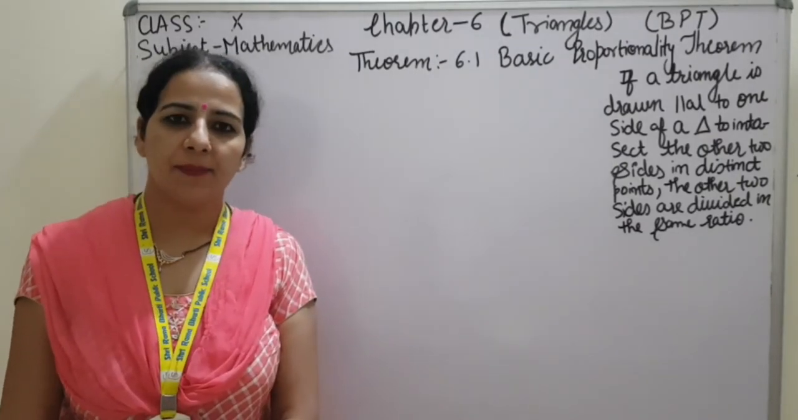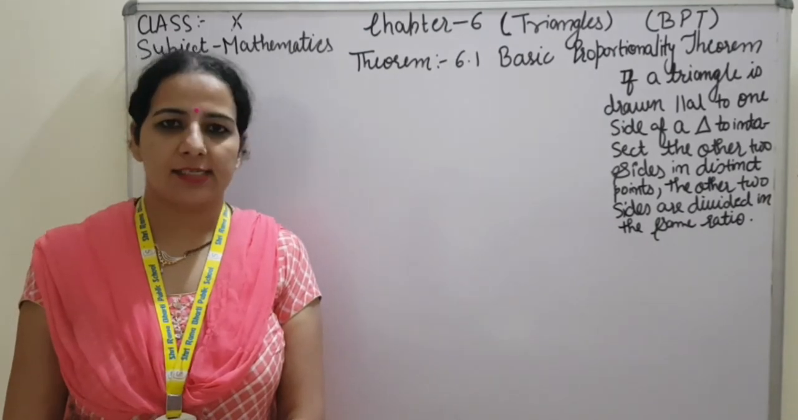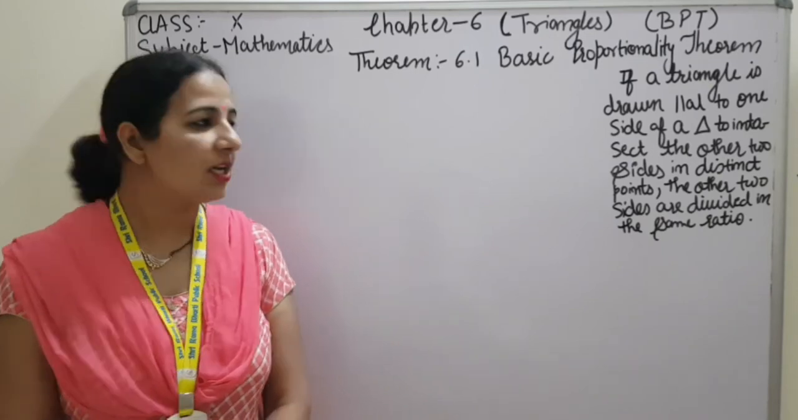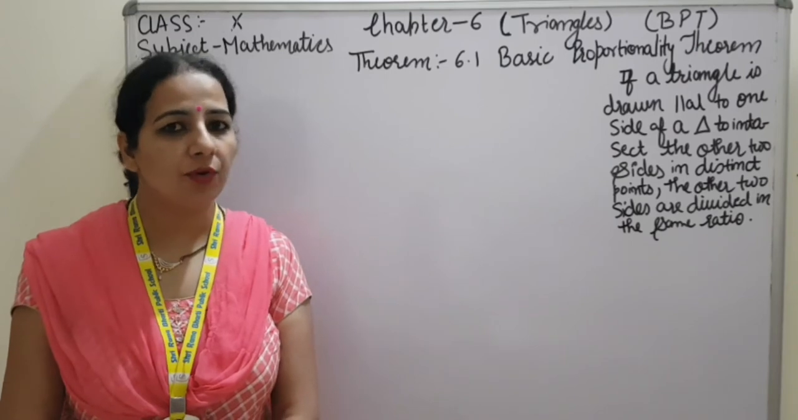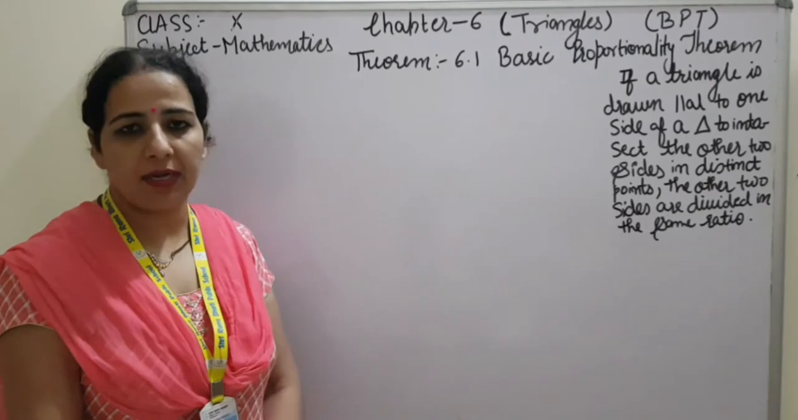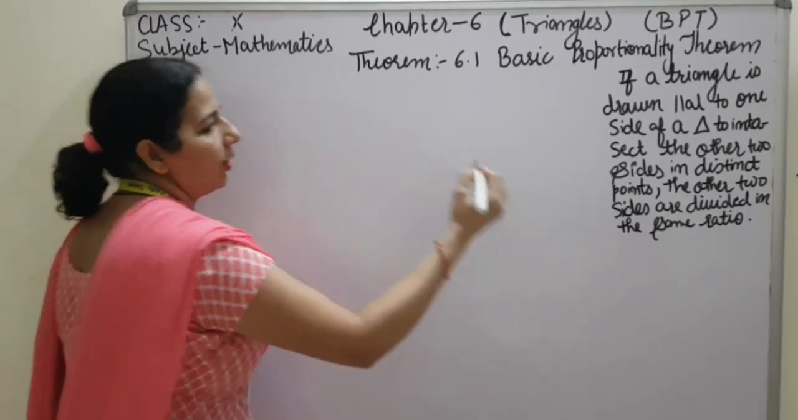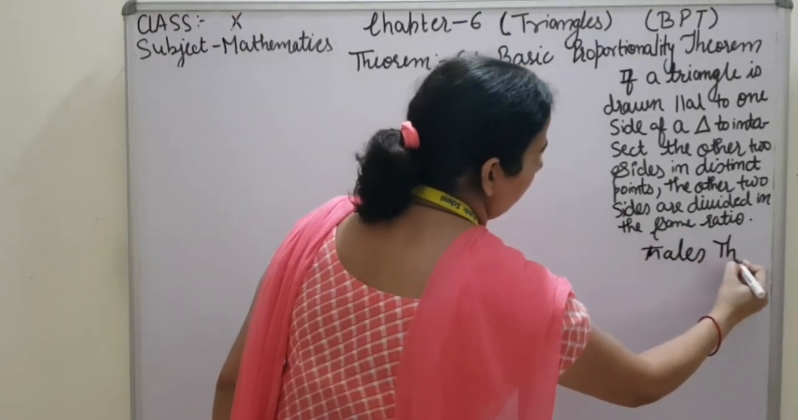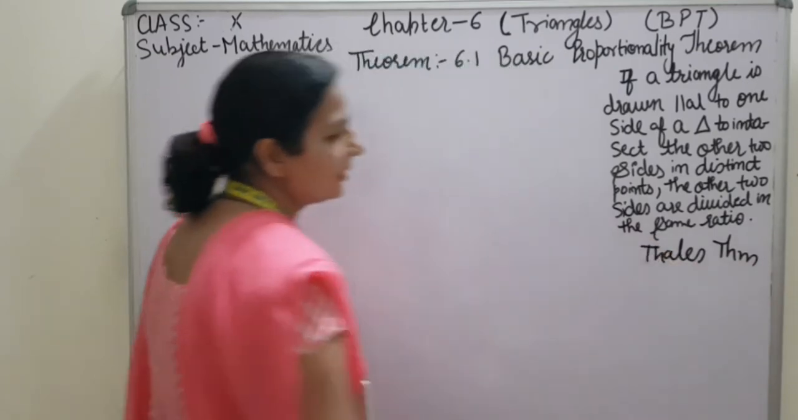Good morning students. Today we are going to start with our theorems of chapter number 6. Here I have written the first theorem of chapter number 6, and the name of this theorem is basic proportionality theorem. The short form for the same is BPT. This theorem is more famous by this name, BPT. And one more name is there for the same theorem, that is Thales theorem. The second name is Thales theorem. Clear? So today we are going to discuss the same.